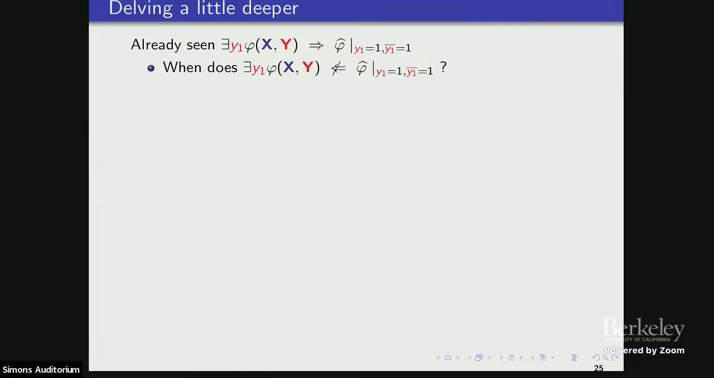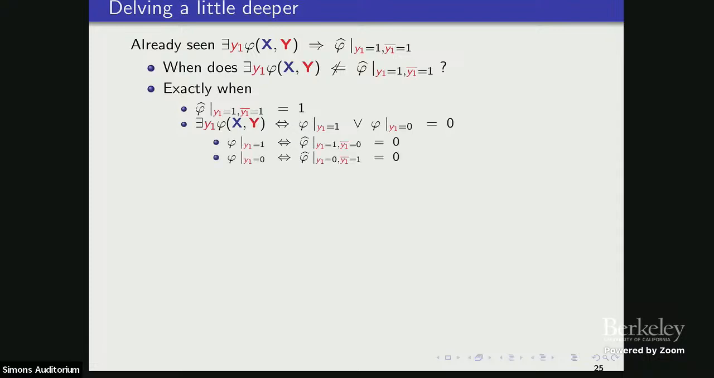We can ask when the other direction does not hold, and from there we'll get a condition of when it holds. So if this does not hold, it means this side has to be true and that side has to be false, right? That's the only way that an implication does not hold. So we must have this phi hat with y1 and y1 bar set to true as true, and exists y1 phi as false. But exists y1 phi, if I just expand it out in its definition, is phi with y1 set to 1 or phi with y1 set to 0. This has to be false.